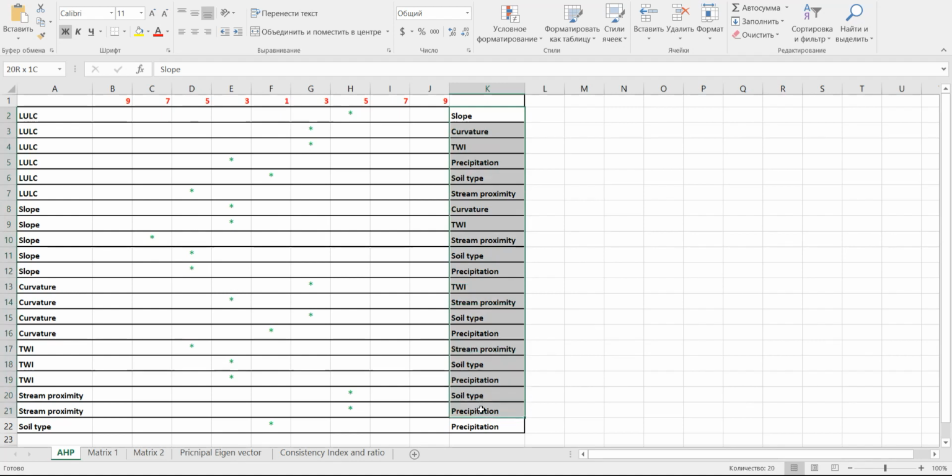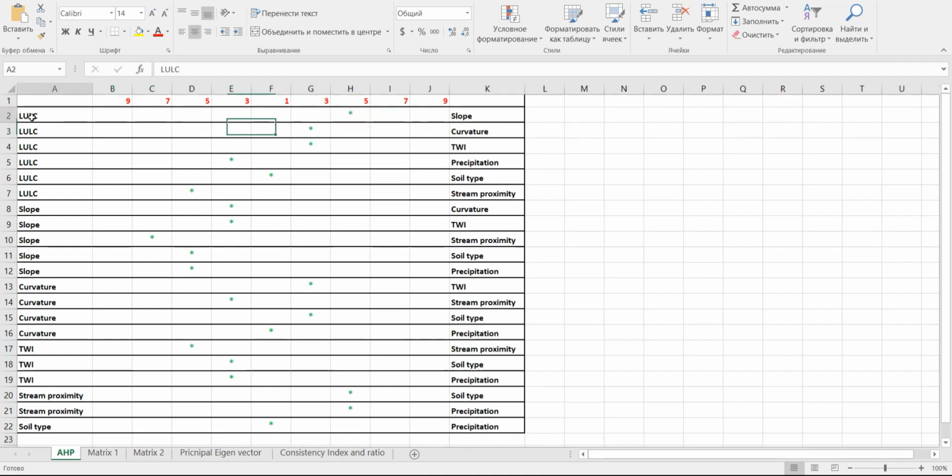In the second column there are also these thematic layers, but they differ in each row. For instance, in this row I compare land cover with slope and try to understand which thematic layer is more important and has a higher impact on proclivity to soil erosion, by ranking and assigning certain numbers in this row.